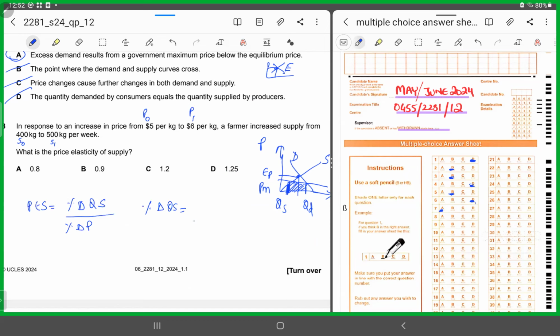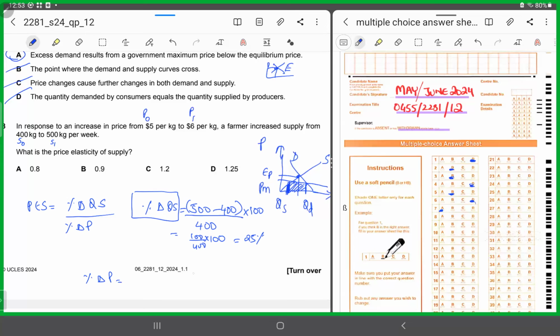The new supply, which is 500, minus the initial supply, which is 400, divided by the initial supply, which was again 400 kgs, multiplied by 100. So this would give us 100 divided by 400 into 100, which is equal to 25%. Right? This is what? Percentage change in quantity supplied. Next, what will we calculate? Next, we'll calculate percentage change in price.